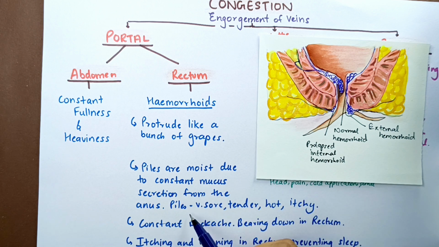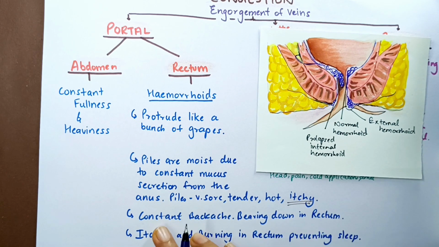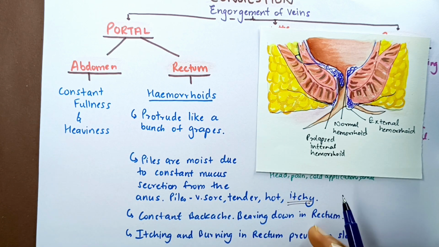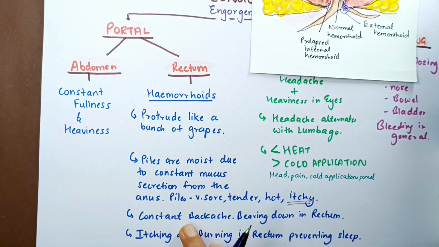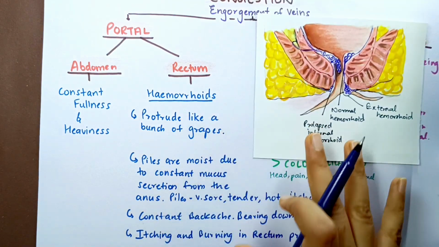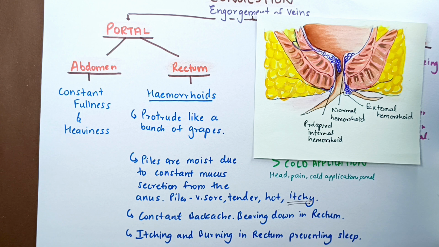These piles are very sore, tender, hot, and itchy. This is a very important point: piles in Aloe are very itchy. There's constant backache along with these. You also saw that headache alternates with lumbago in this remedy, and now we're seeing that there's also constant backache with hemorrhoids. So backache forms a very important part of this remedy. Backache accompanies many complaints of this remedy.